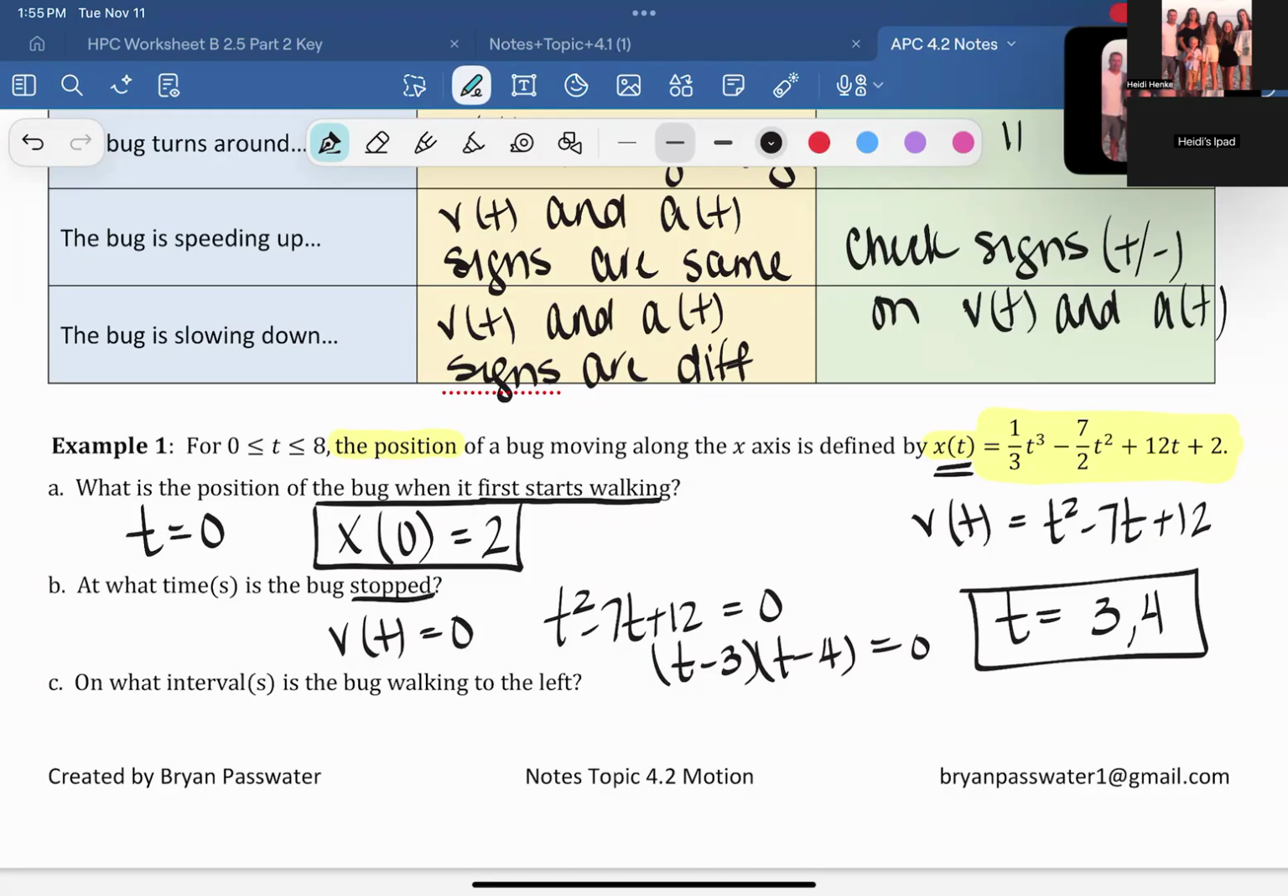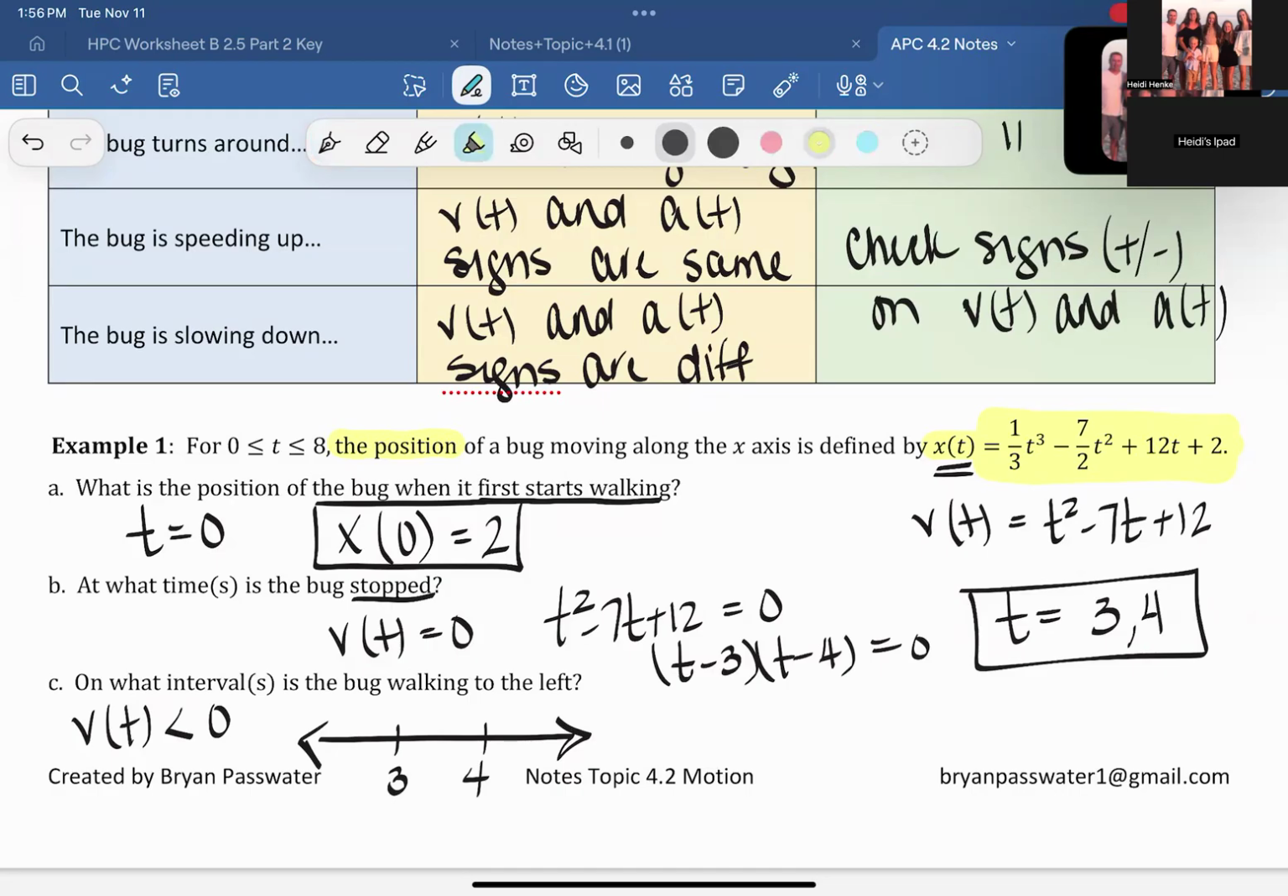Okay. On what intervals is he walking to the left? Well, we already did part of this because here's what I know about left. I need to look for where my velocity is negative. In order to do that, I need to make a sign chart. What goes on my sign chart? Where my bug is stopped goes on my sign chart because that's going to tell me where it switches from left to right, right to left, because it has to stop in order to do that. So 3 and 4 are going to go on my sign chart.